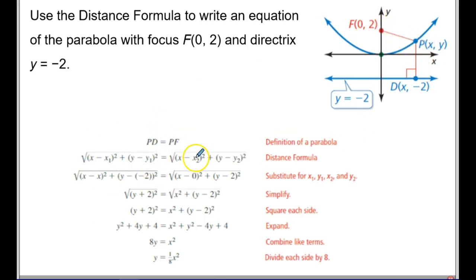So now I can plug in the values that I know. I know the point here. I'm going to use x and y for this point because I don't know that for sure. And then I have (x, -2) because that would be this point right here. So I plug all of that information into my distance formula for each piece. I simplify. Then I square each side to get rid of my radical sign, and then I expand my binomials. And then I combine terms and divide each side by 8. So this would be my final equation. I'm going to walk you through a much easier way to do that in just a minute.